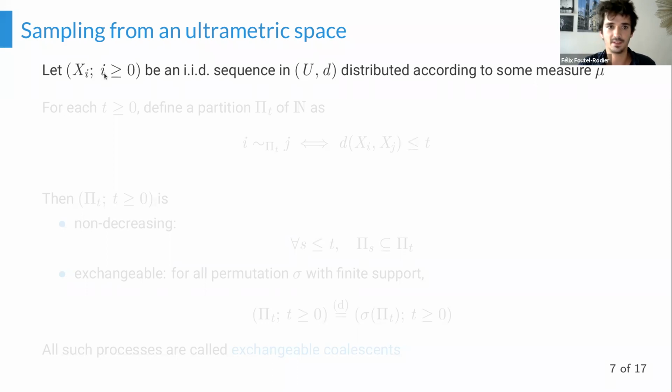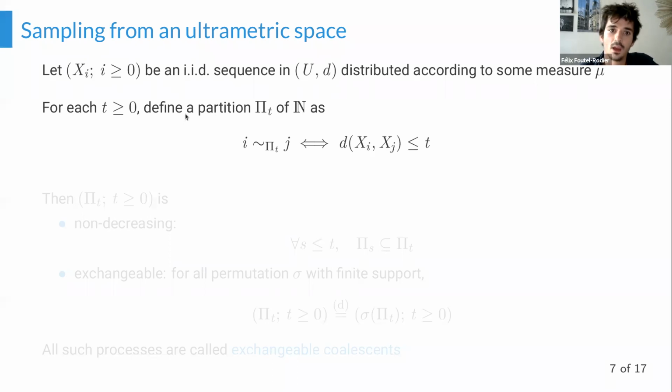So it can be seen as actually a metric space with this distance u. But actually, it's going to be more convenient to encode this metric as a partition valued process, a process valued in the partitions of n, of the integers.